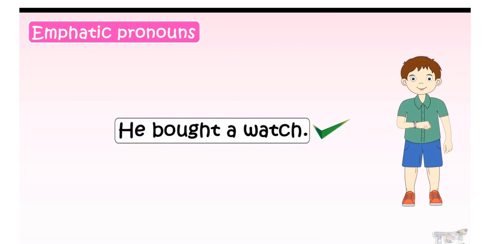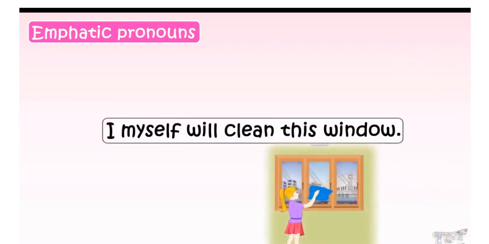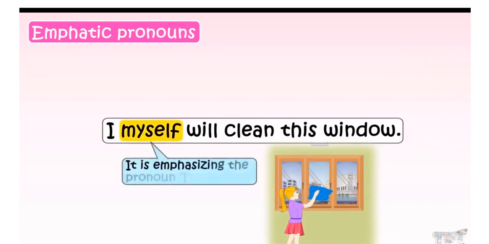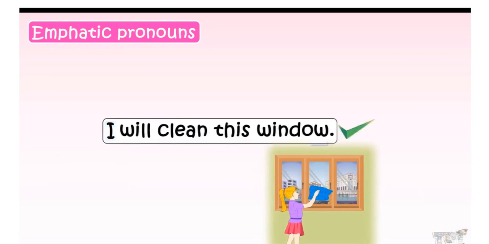I myself will clean this window. Here, the emphatic pronoun myself is emphasizing the pronoun I. And the sentence will remain meaningful if we remove myself. Like, I will clean this window. The sentence is still meaningful.